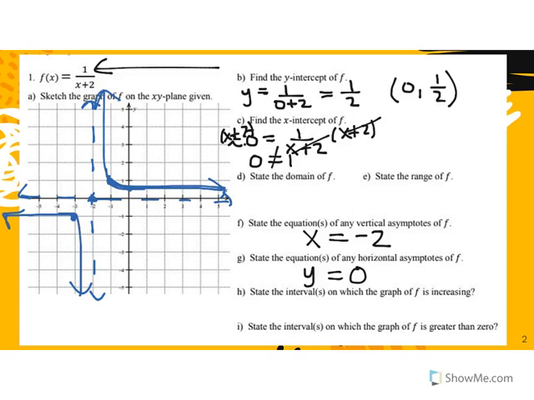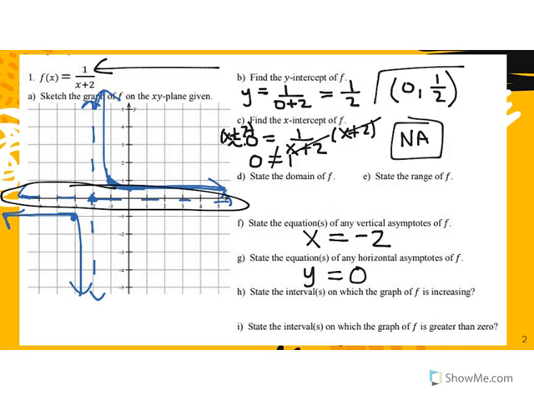Well, 0 cannot equal 1, so we actually do not have an x-intercept. And as you can actually see, the reason why that error happens is because we actually have an asymptote there that's allowing us to not have an x-intercept. So we say NA for that situation.